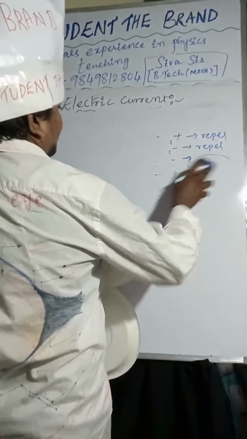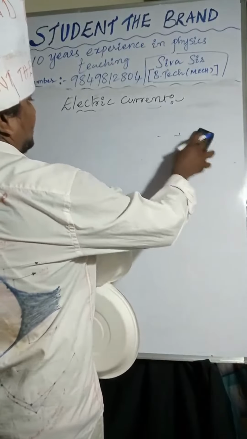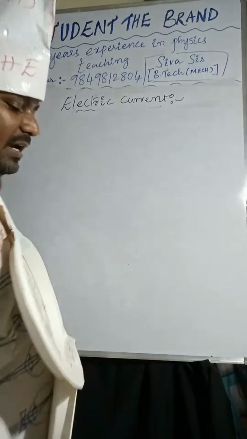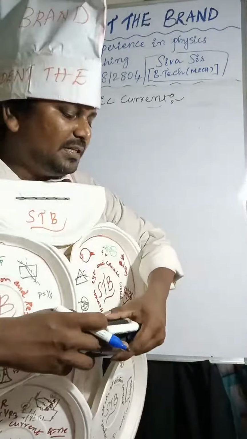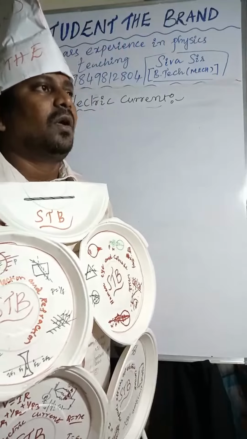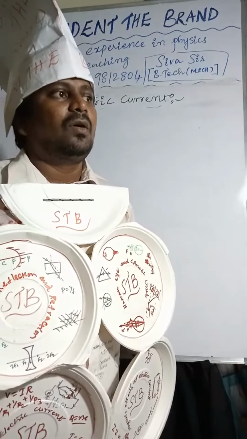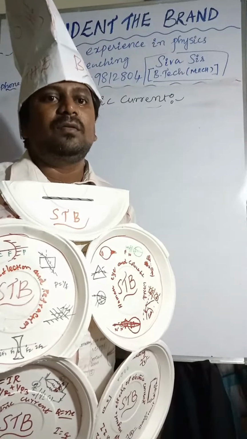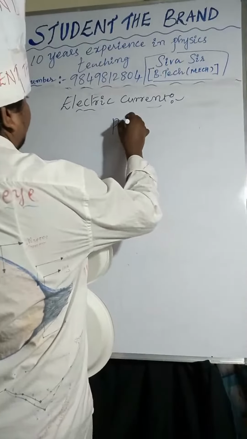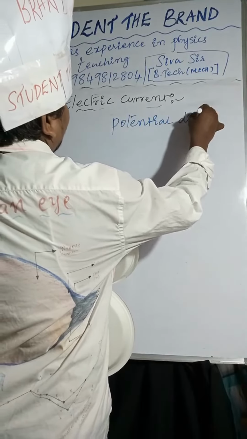Next we are going to potential difference. So what is the potential difference? We have discussed electric current, electric circuit, and electrical appliances, so we discussed all those points. Now we will go to the potential difference.